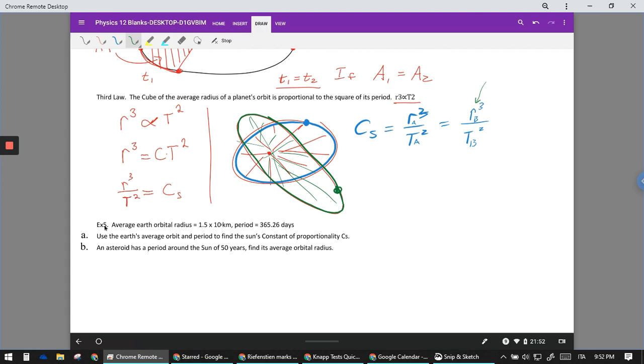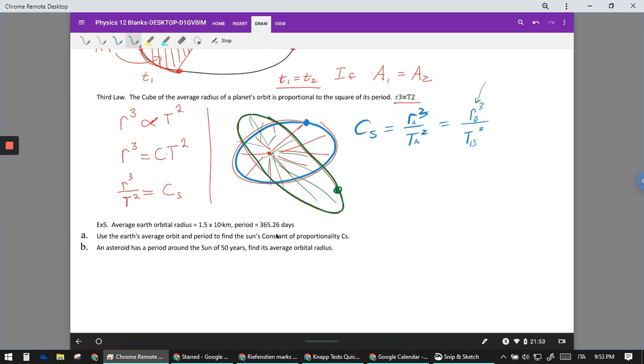In example 5 here, the average Earth orbital radius is given, okay? And that's an 8 right there, if you can't really see it. It's 1.5 times 10 to the 8 kilometers. And the period is about a year, it's 365 days, give or take. Use the Earth's average orbital radius and period to find the sun's constant of proportionality, right?